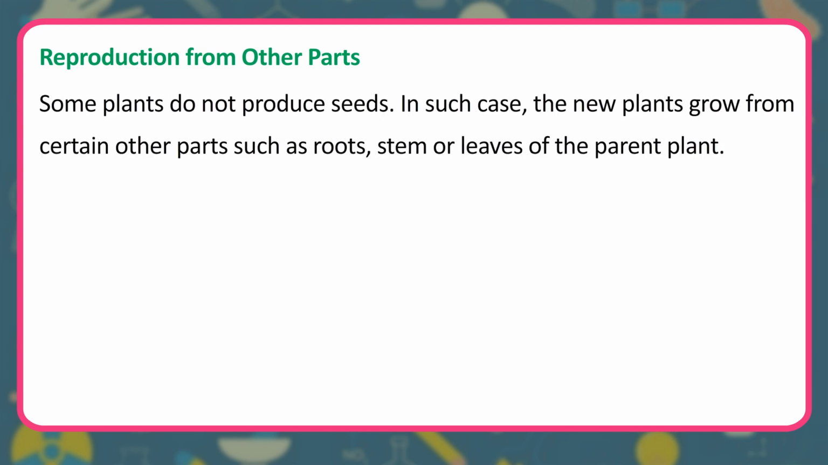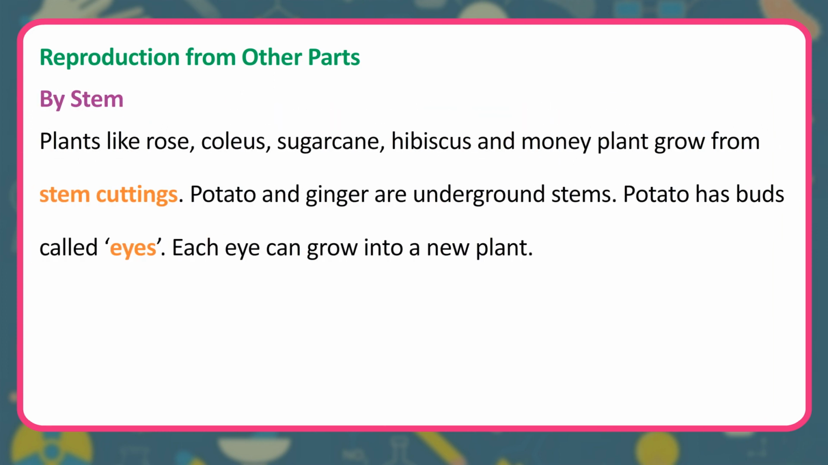Reproduction from other parts. Some plants do not produce seeds. In such case, the new plants grow from certain other parts such as roots, stem or leaves of the parent plant. By stem. Plants like rose, coleus, sugarcane, hibiscus and money plant grow from stem cuttings.